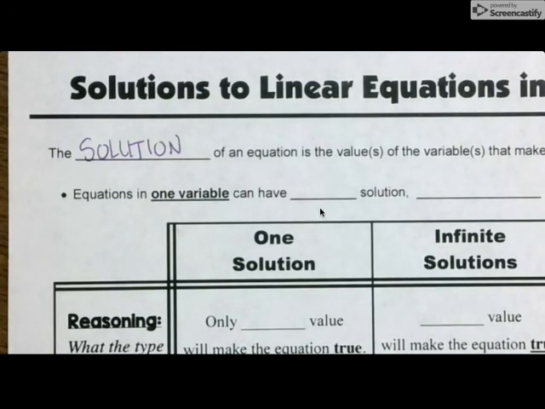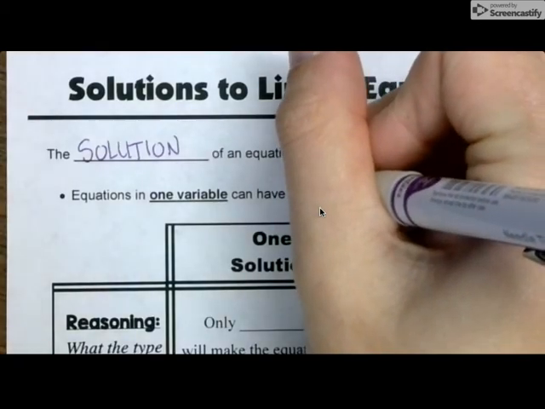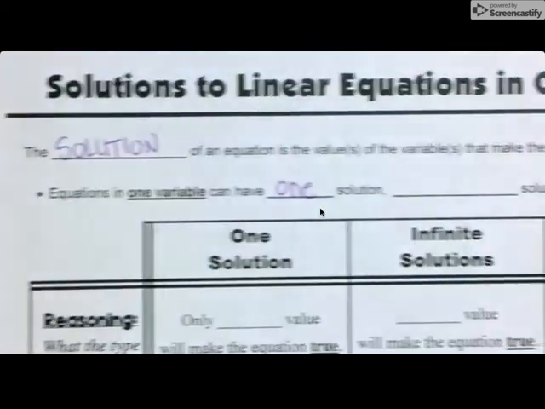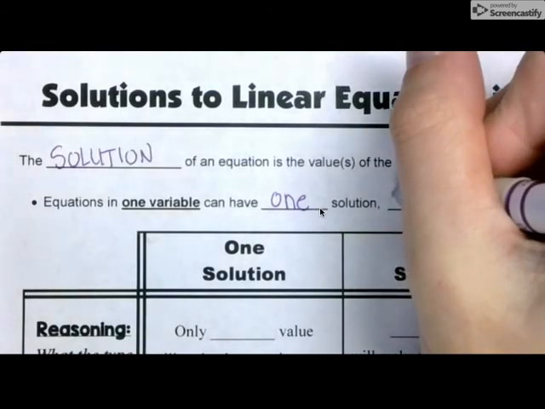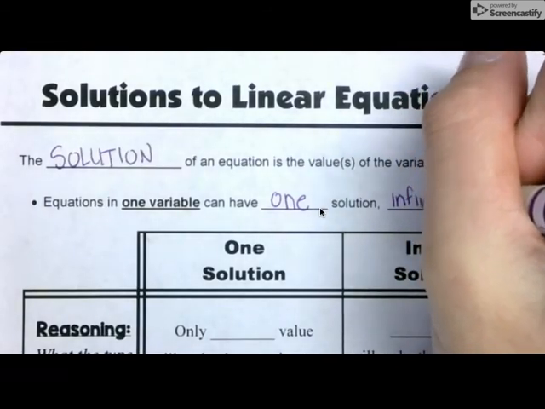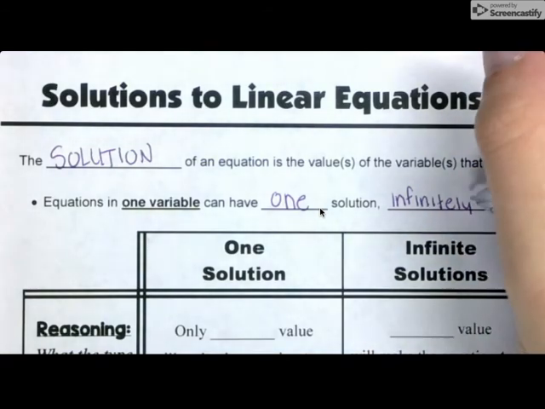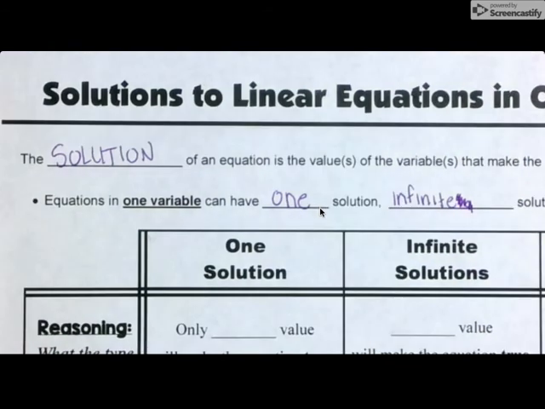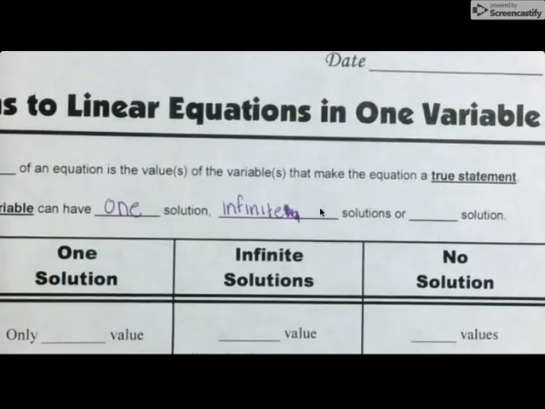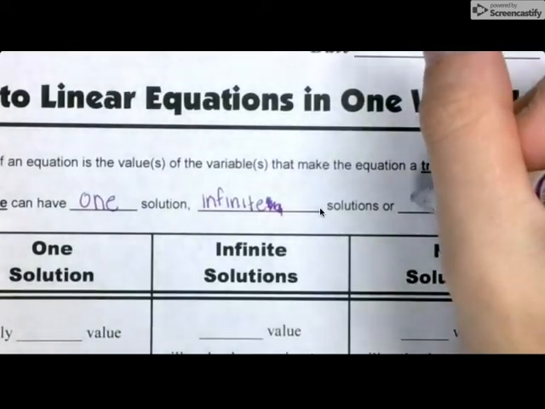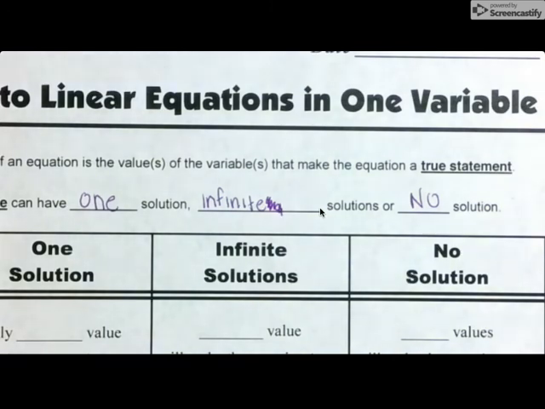Okay? If there is one variable, you can either have one solution, infinite solutions, or no solutions. So that's what these three things say. Okay? And we're going to look at why that is.